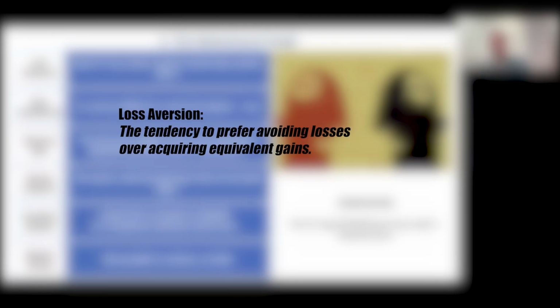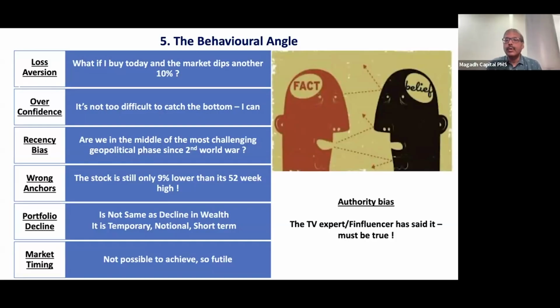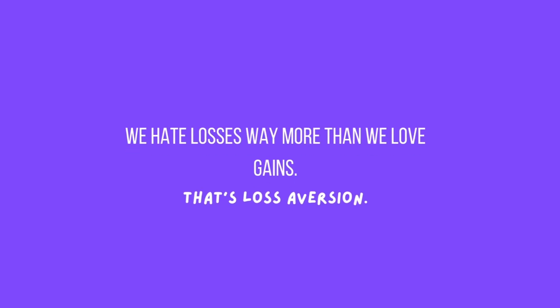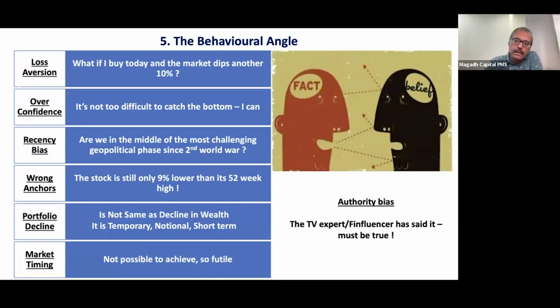Loss aversion is a bias that humans are wired to suffer from. We all hate losses much more than we like profits. For example, if someone offers me a bet wherein I can have a profit of 100 rupees or a loss of 100 rupees, I'll never take it, whatever the probabilities of profit versus loss. Basically, I dislike a 100 rupees loss 2 times more than I like a 100 rupees profit.